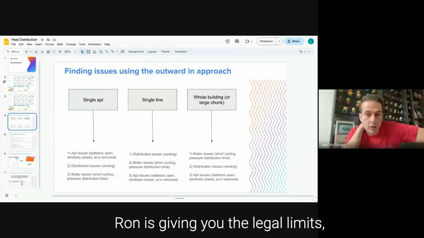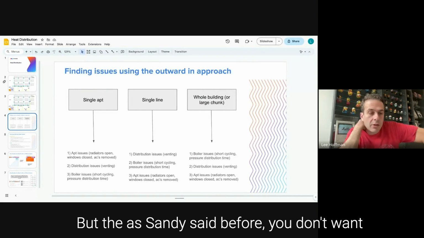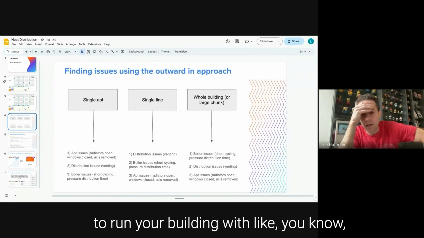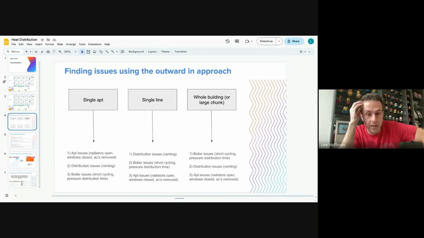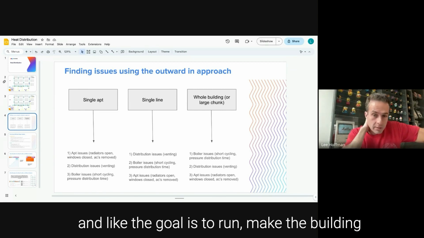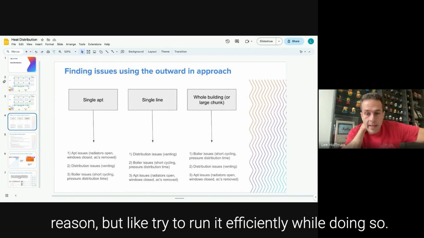And Ron is giving you the legal limits, which is obviously 60 and 62. But as Sandy said before, you don't want to run your building with people being cold and complaining. It just never pays dividends. The goal is to make the building genuinely comfortable within reason, but try to run it efficiently while doing so.